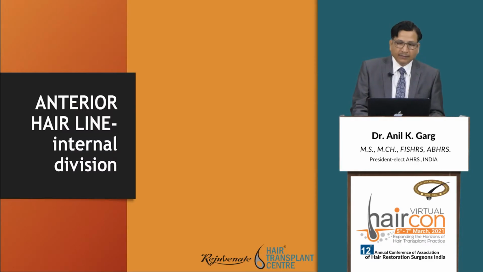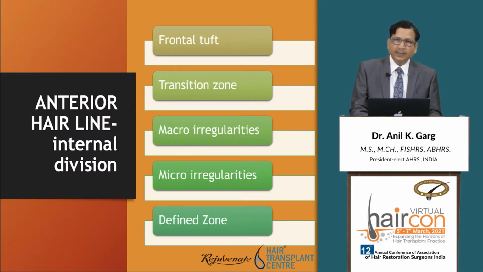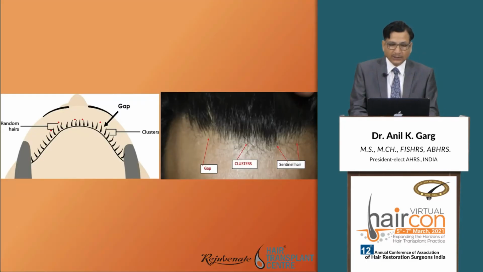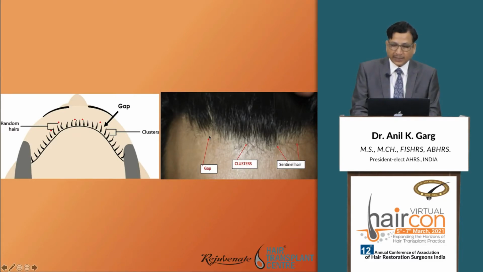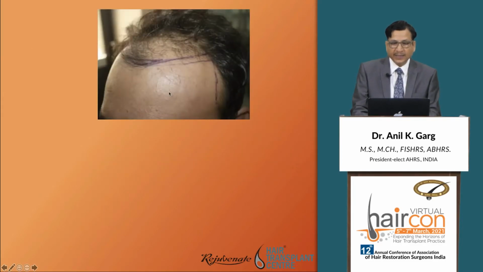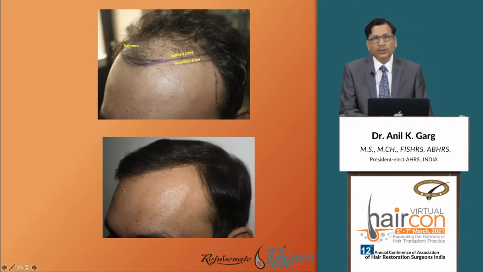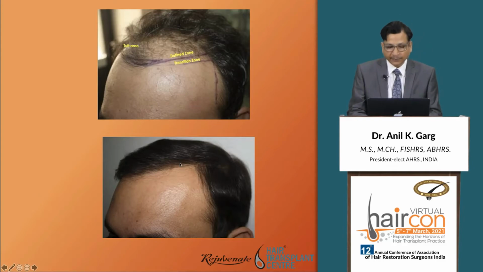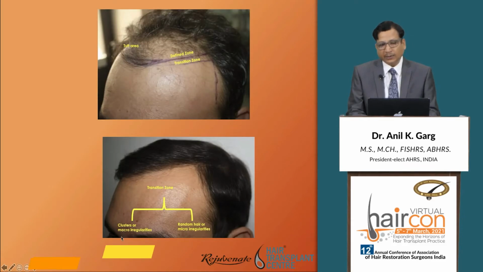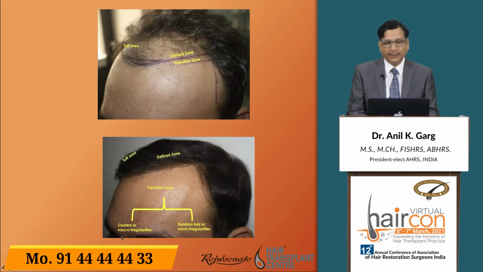Now the internal division of the hairline: frontal tuft area, transition zone has micro and macro irregularities, and a defined zone. You can see here, they are the micro irregularities, they are the gaps, sentinel hair, and behind this is the defined zone. So how do we create this? Let's take this example. Transition zone, defined zone and frontal tuft area were created, and you see a beautiful, natural looking, soft aesthetic hairline having a transition zone with macro and micro irregularities, and a defined zone and a tuft area.